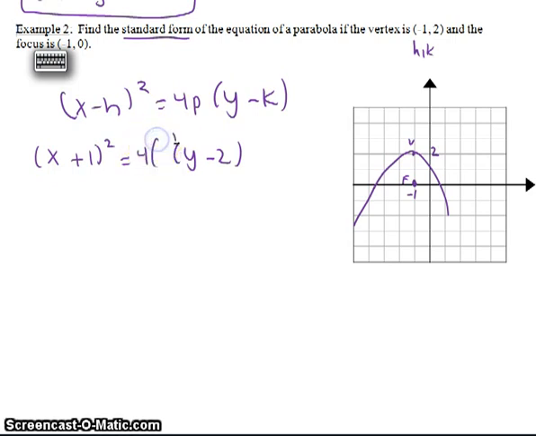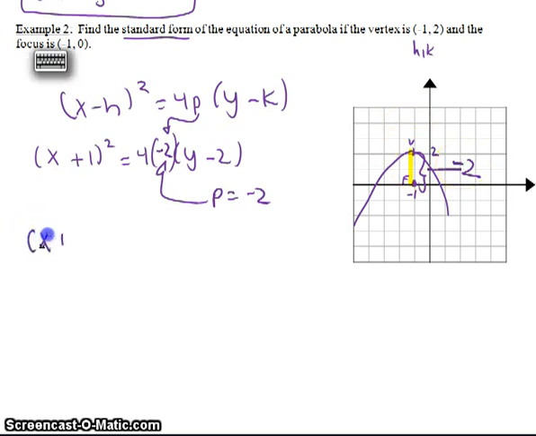Okay, so what is my p value that I need to plug in here? Remember, p is the distance from the vertex to the focus, and also from the vertex to the directrix. So p is this much here, which is 2. But since I went from the vertex to the focus down, p is a negative 2. Remember, from the vertex to the focus, so start at the vertex. If you go down to get to the focus, it's negative 2. If you went left, it would be negative 2. Up and to the right would be a positive 2.